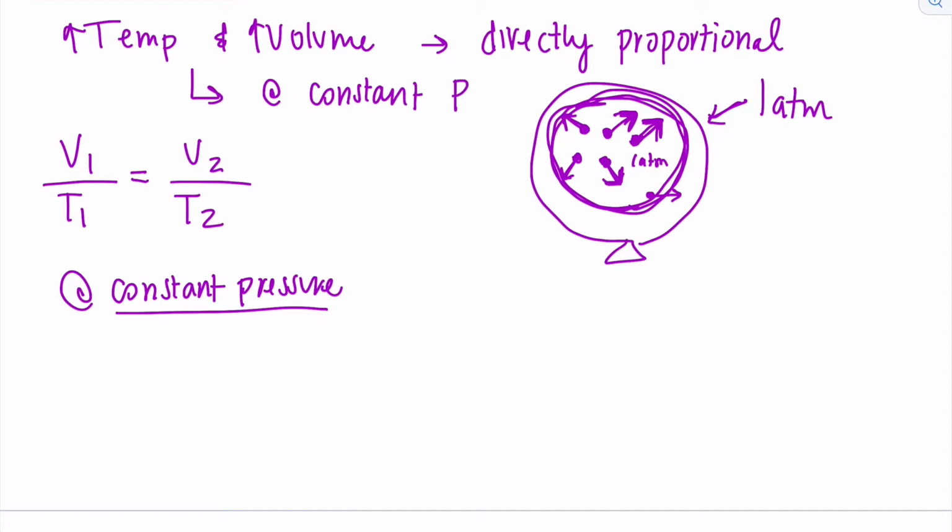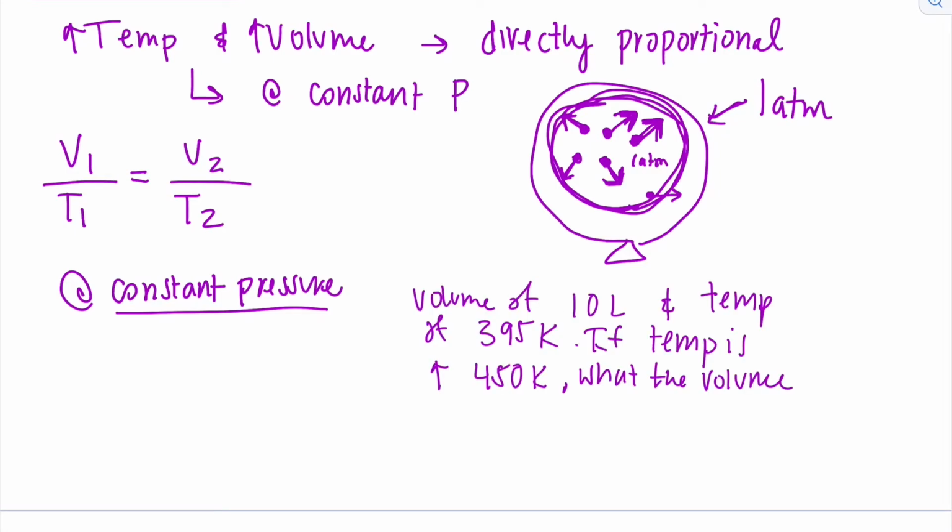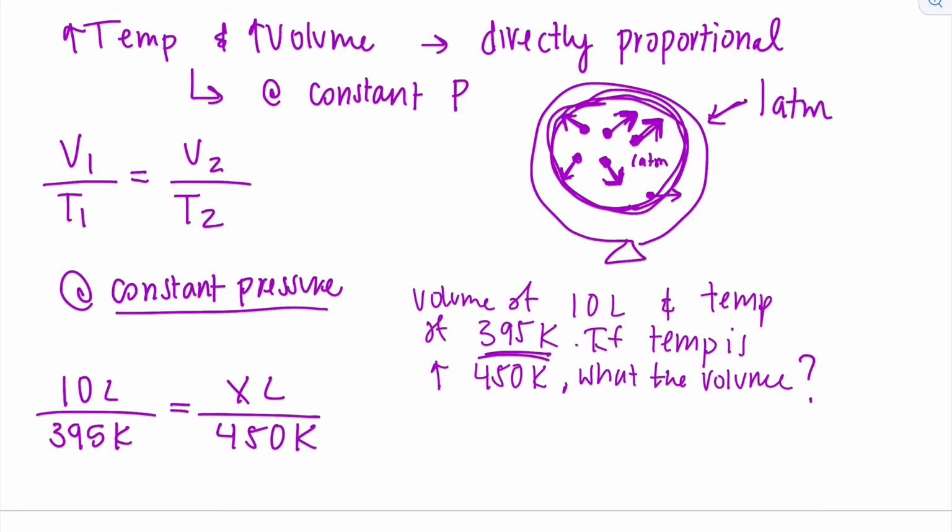So let's say we had this problem, a balloon with a volume of 10 liters at a temperature of 395, which is room temp, because we always use Kelvin. If temperature is increased to 450, what is the volume? So we use our equation. V1 is 10 liters, T1 is 395, X liters, that's what we're looking for, over 450. And if you do your math, you'll get 11.4 liters. And then we do a logic check and say temperature increased, volume should increase. And we see that that has happened.